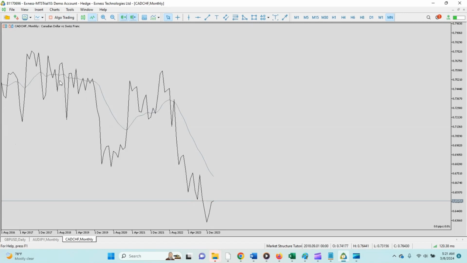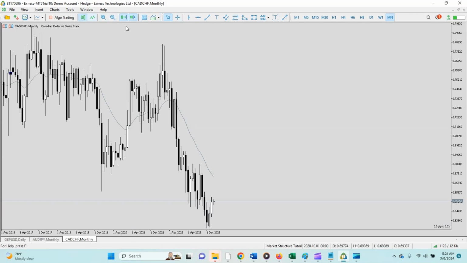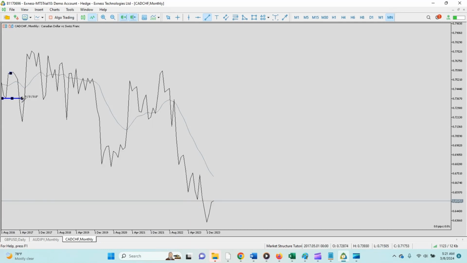Let me use the line chart to get an overview. You see what is happening from 2016 to date. In the market, there is a break in structure. You see the break in structure. This is more like a Quasimodo. You see, the market made a low, high, lower low, higher high. So it's more like a Quasimodo trying to form.